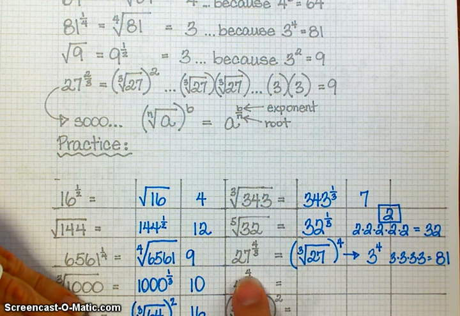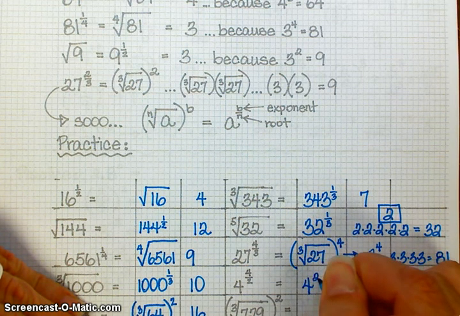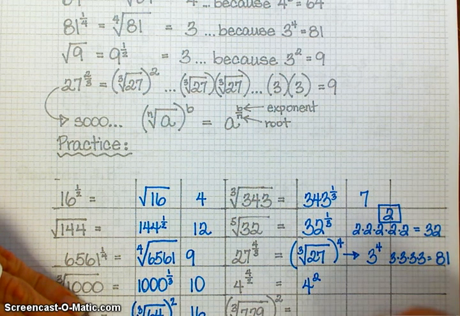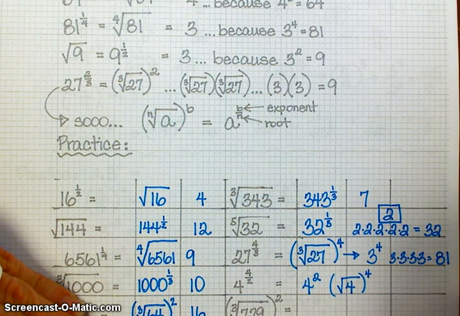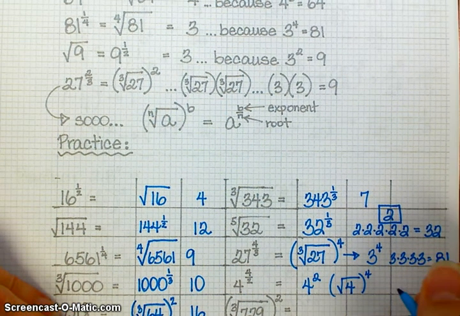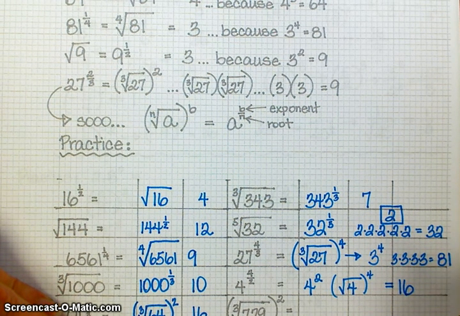All right, don't let this one intimidate you. 4 to the 4 over 2. Well, 4 over 2 is just 2, so 4 to the 2nd power. If you wanted to do it the hard way, you could take the square root of 4 and then raise it to the 4th power. Either way you do it, you wind up with 16. Because this is really just 4 squared, because 4 over 2 is 2.